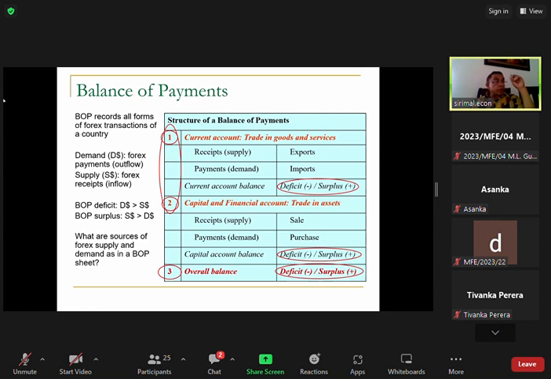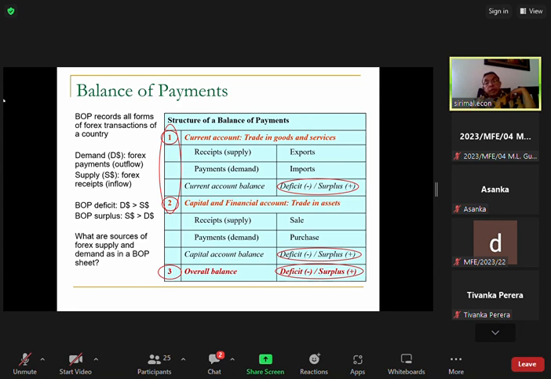There is a saying that a balance of payments problem cannot be quantified but can be analyzed. It can be analyzed but not quantified, which means that by looking at the number, whether it's a deficit, you can't say it is bad. When you see a surplus, you can't say it is good.